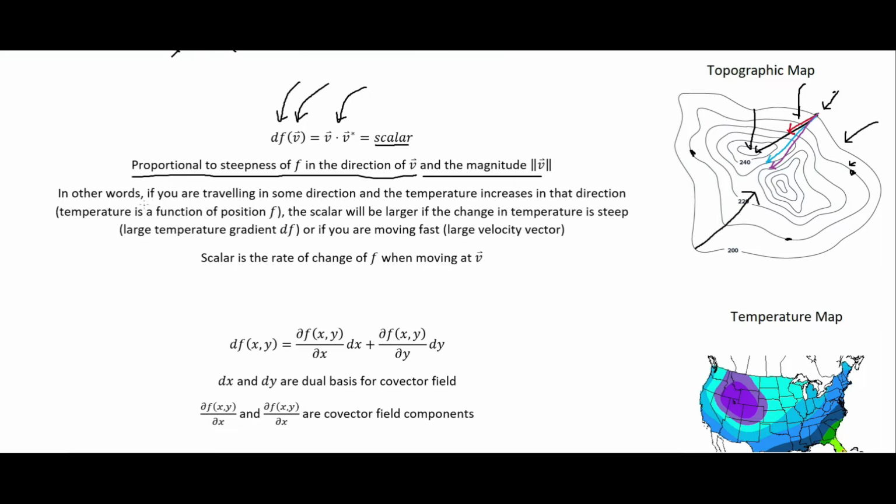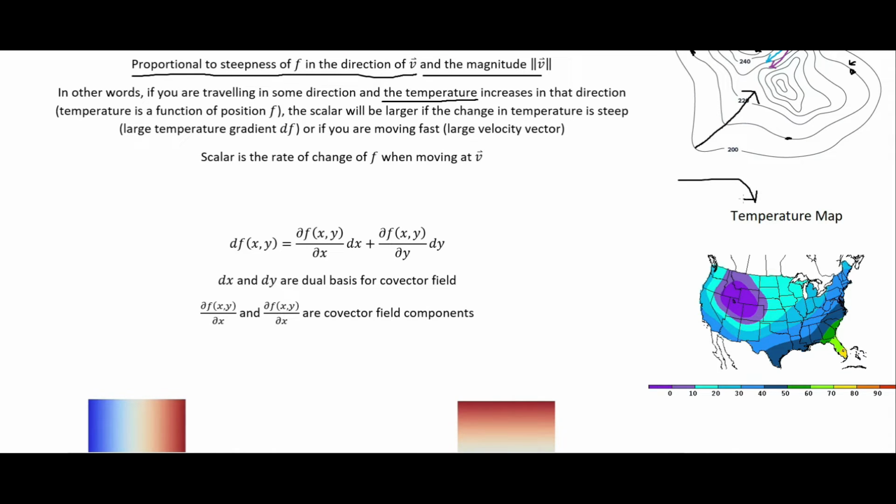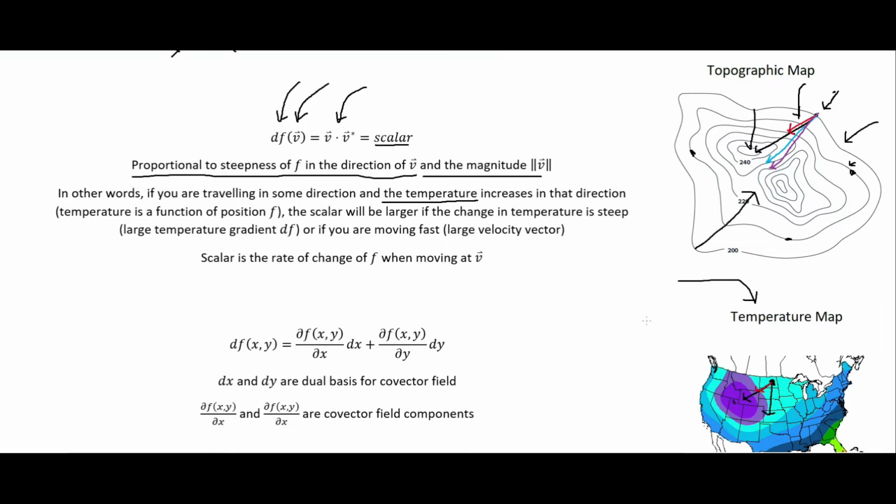So in other words, if you are traveling in some direction, and I actually used temperature here, so this is actually a temperature map, which is kind of the same thing. So say you are right here in North Dakota, and you move this way, then you are going into lower temperatures than if you went that same speed in this direction, or if you alternatively were going at a slower rate. So the idea works the same as with the topographic map.